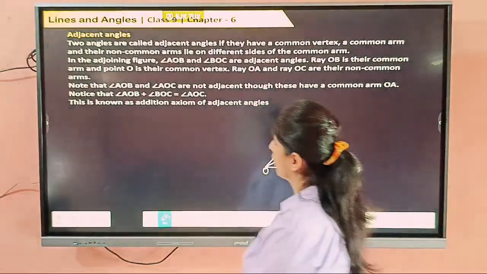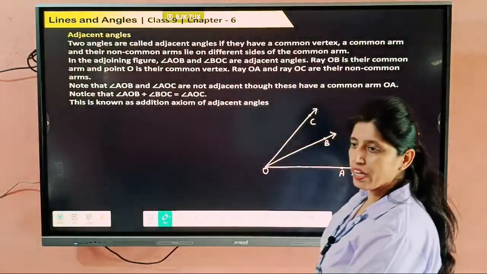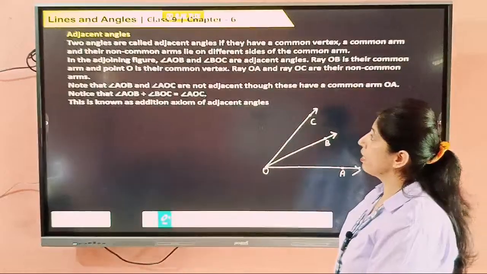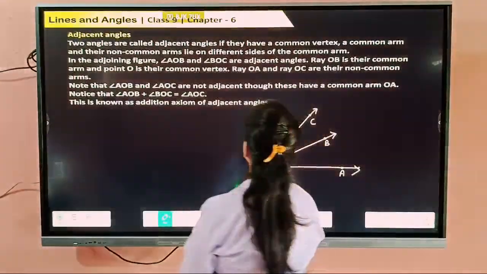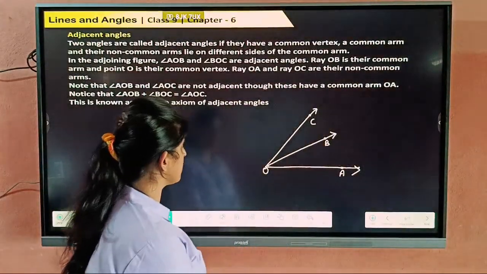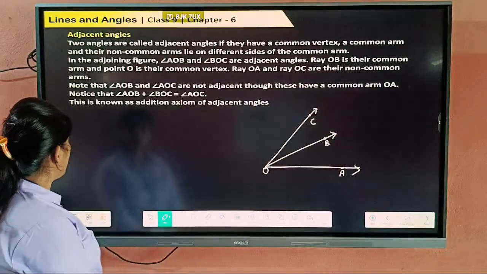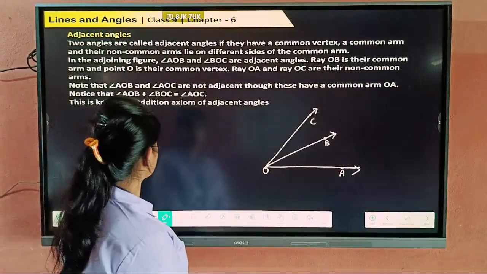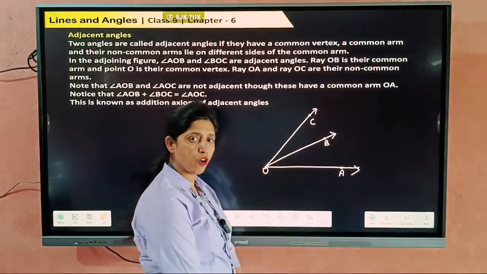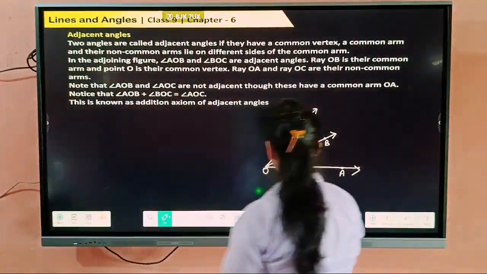Next, adjacent angles. What are adjacent angles? Two angles are called adjacent angles if they have a common vertex, a common arm, and their non-common arms lie on the different sides of the common arm. Look at this figure.